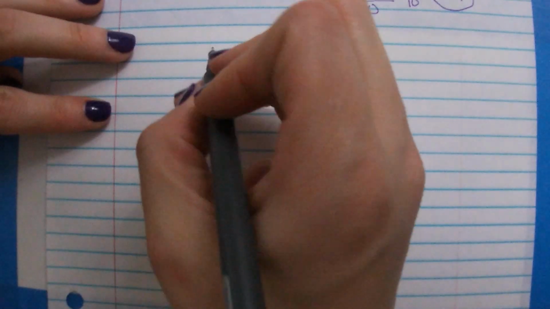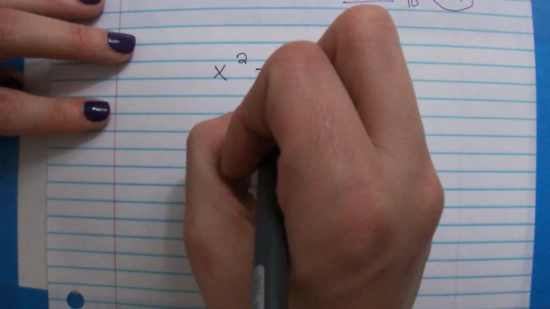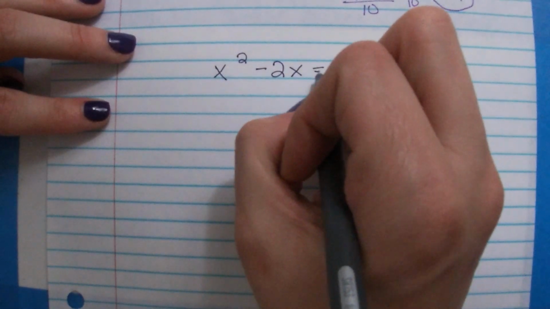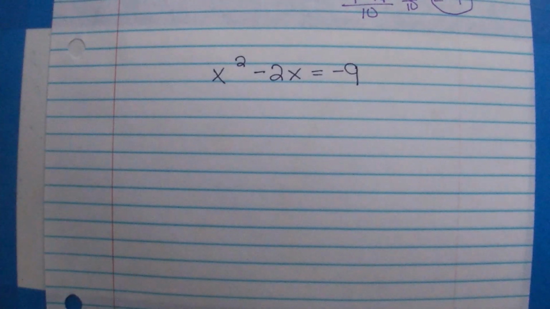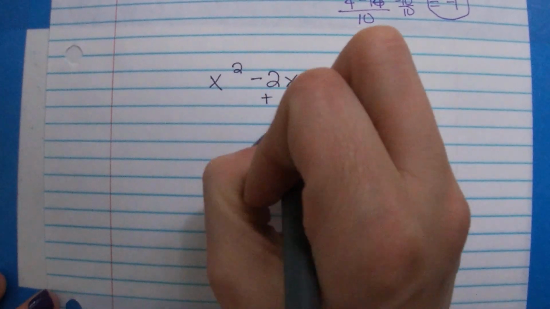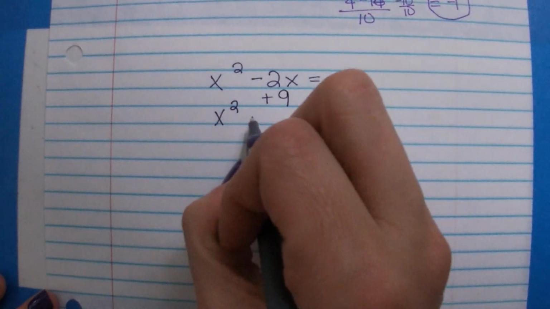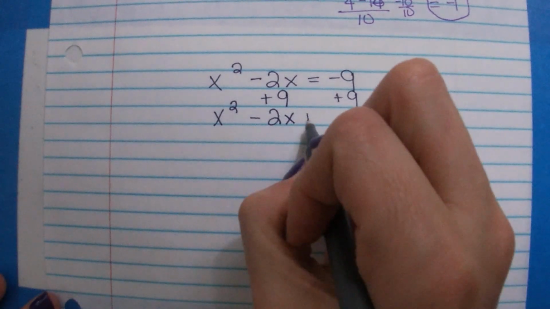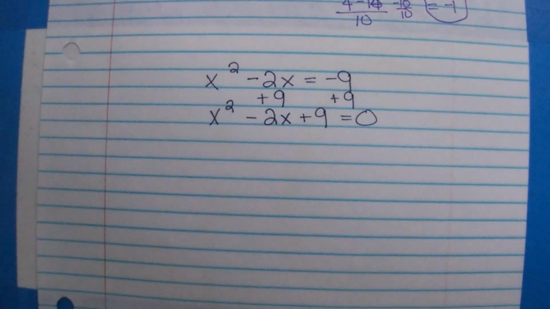Let's look at x squared minus 2x equals negative 9. So we should recognize when we look at this that this is not the correct format for the quadratic formula. We need it to be equal to 0. So if it is not in the correct format, we're going to have to do some rearranging. If we want this equal to 0, we're going to have to undo subtracting 9 by adding 9. So this will turn into x squared minus 2x plus 9 equals 0. I can't add this 9 to the 2x because they're not like terms.